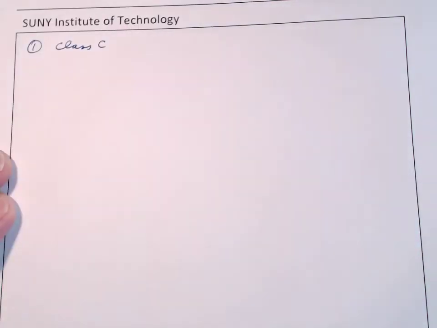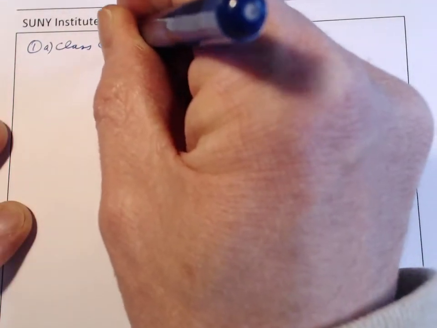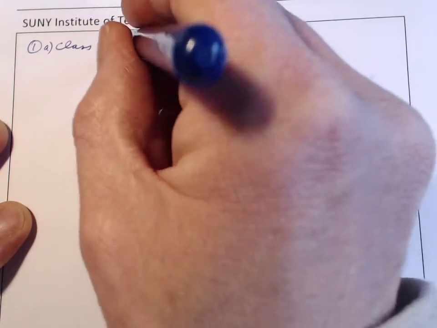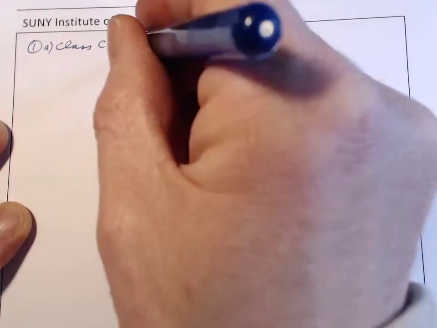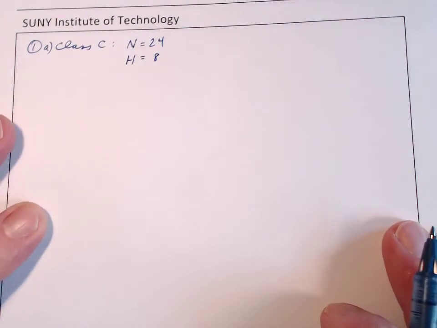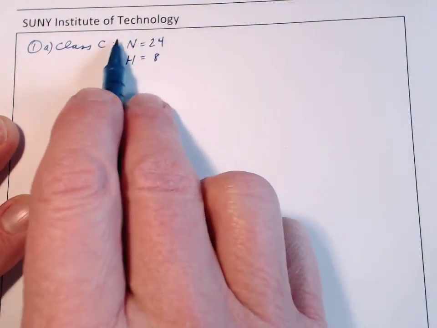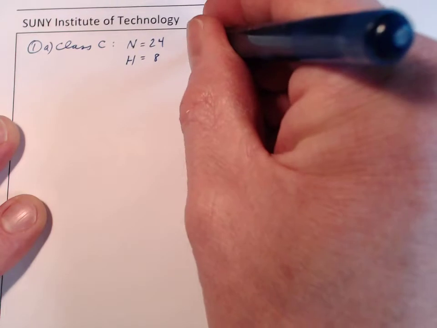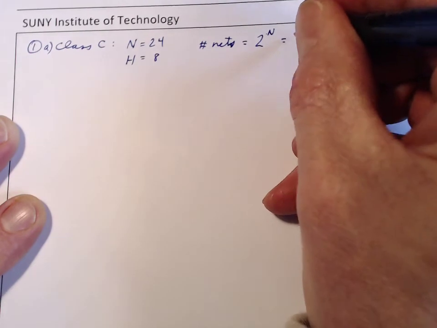If we have Class C networks, that's part A, then we are looking at networks where the number of bits in the network address is 24 and the number of bits in the host address is 8. And so the number of possible networks is the number of possible network addresses, which is 2 to the n, which is 2 to the 24th.